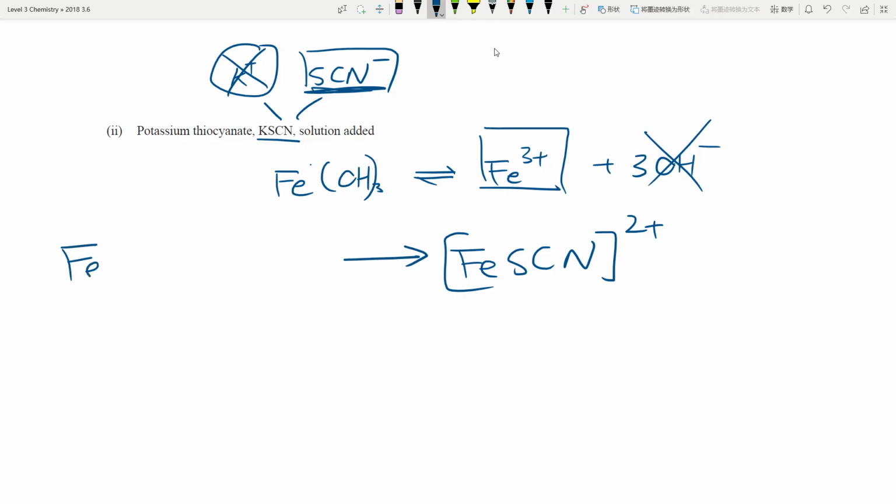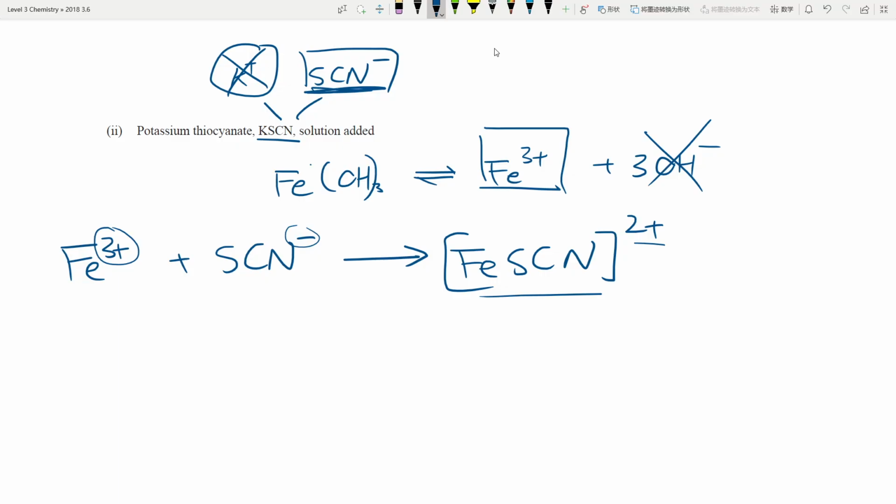And this is where you simply copy paste Fe3 plus plus SCN minus, and then you produce a complex ion of iron thiocyanate, and the charge is 2 plus. Why is it 2 plus? Because you got 3 plus here, you got 1 minus here, of course combining together will be 2 plus. So what does this actually mean? This is a complex ion that has formed.